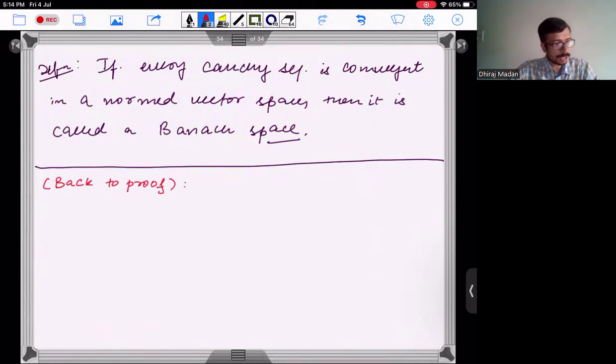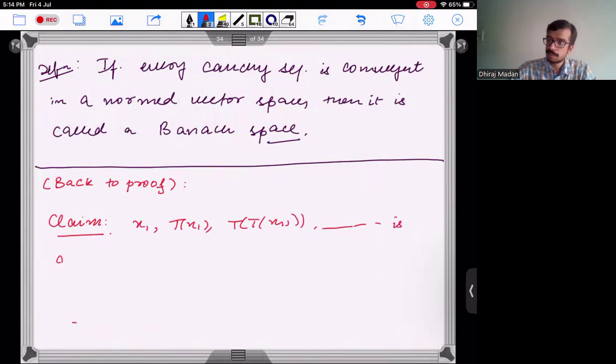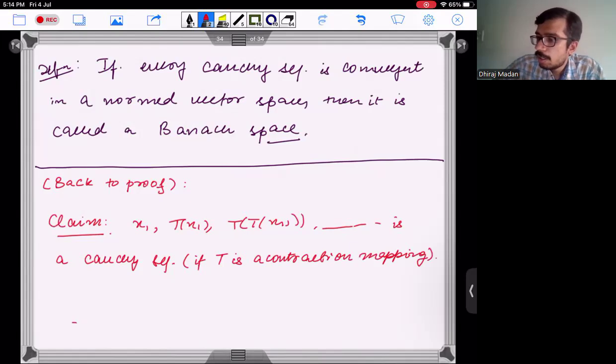So let's discuss the... my claim is that the sequence x1, T of x1, T of T of x1, this sequence is a Cauchy sequence if T is a contraction. Okay. So how do I show that this is a Cauchy sequence? So let's try to do this.